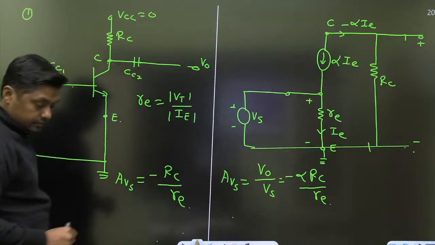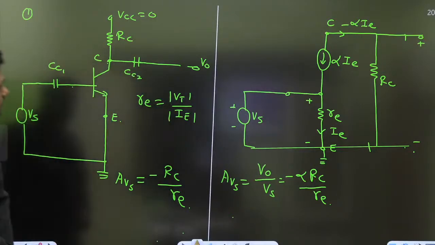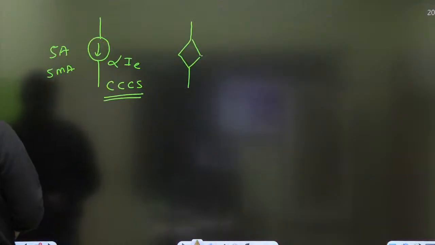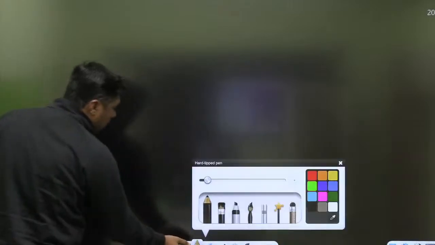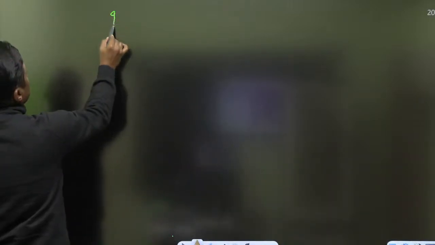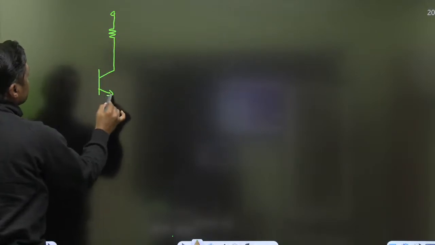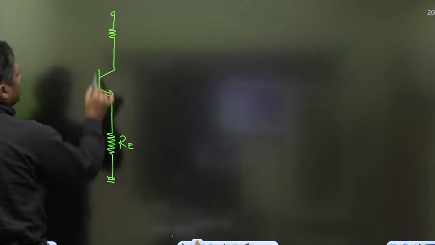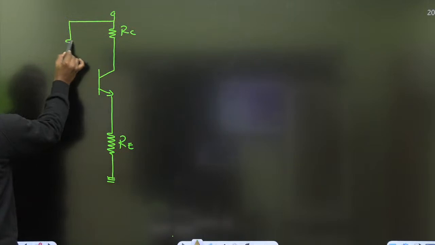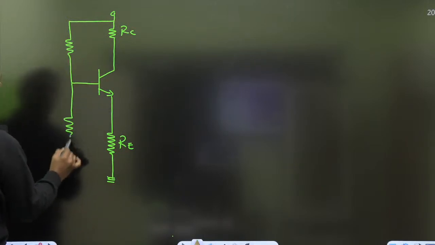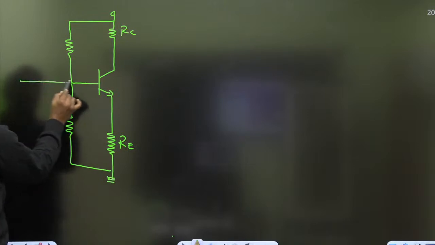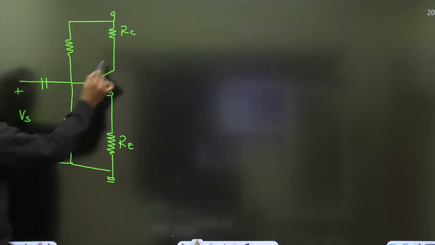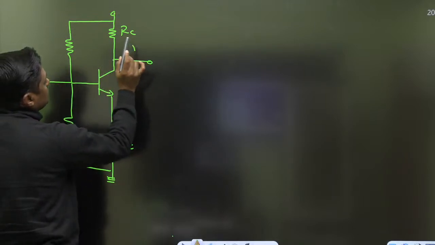Next one. Then the second diagram. If RE is connected, then what is the answer? This RE is connected. Then after that, there is no need to draw the diagram. If it is given directly, the capacitor is connected here, Vs is connected here, and here we are taking the output, V naught.